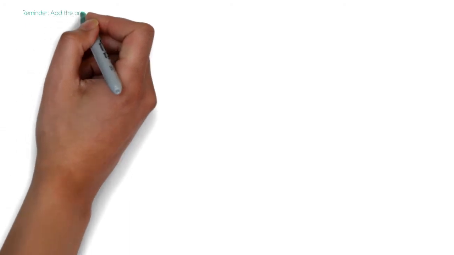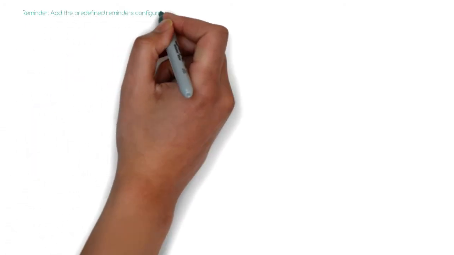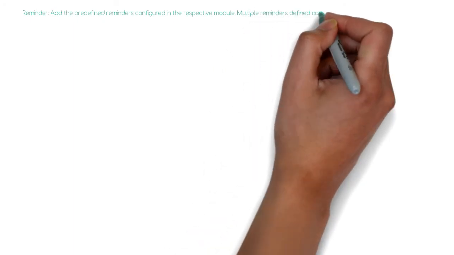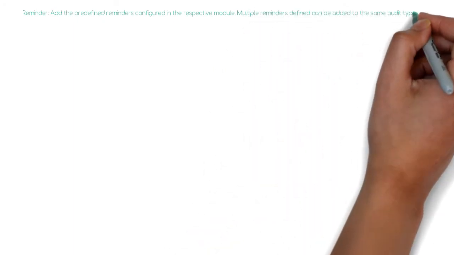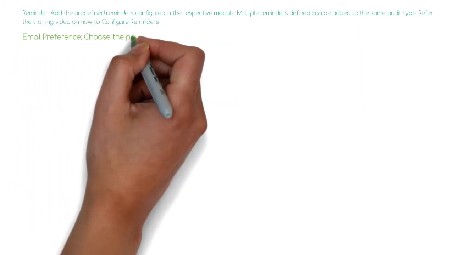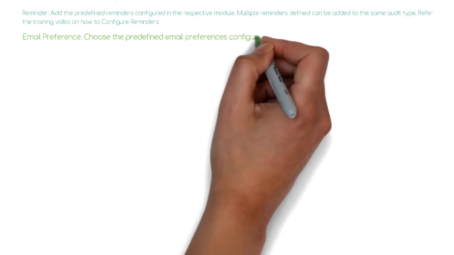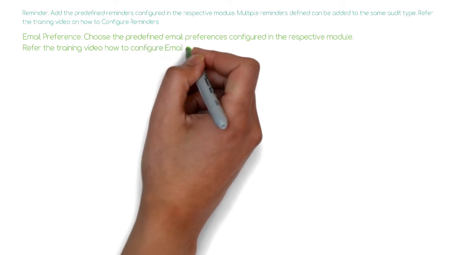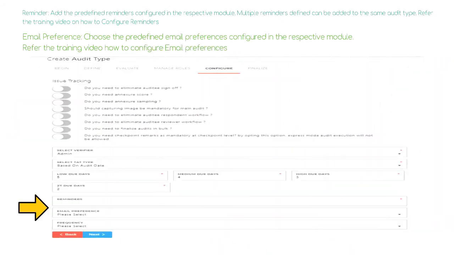Reminder. Add the predefined reminders configured in the respective module. Multiple reminders defined can be added to the same audit type. Refer to the training video on how to configure reminders. Email preference. Choose the predefined email preferences configured in the respective module. Refer to the training video on how to configure email preferences.